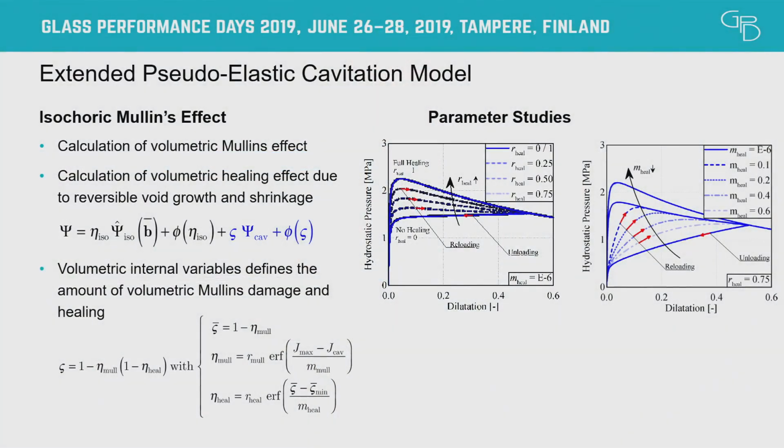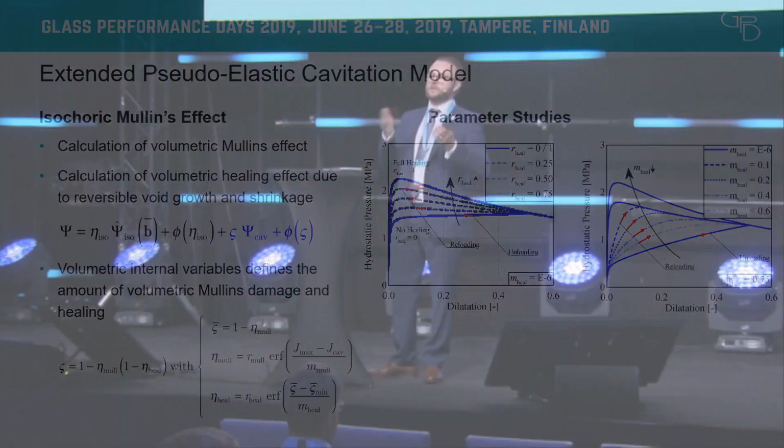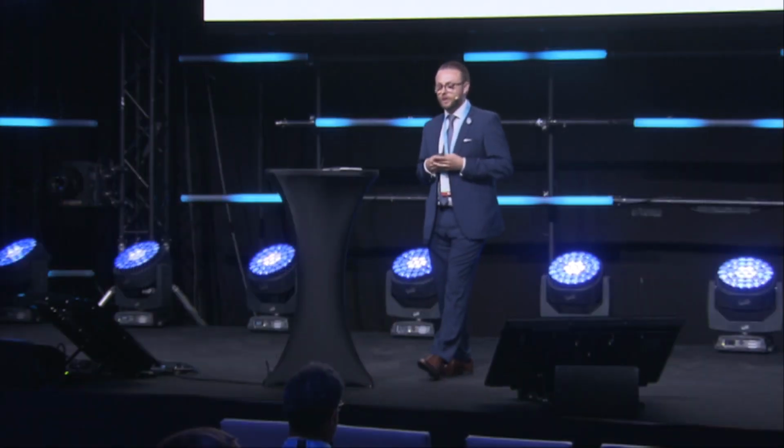Here we can see the parameter studies of our healing effect, and as I said, we are not going into the detail of the maths behind. However, what we have to remember is we have damage variables to govern the Mullins effect, so a softening effect, and we have healing variables which recover our stiffness.